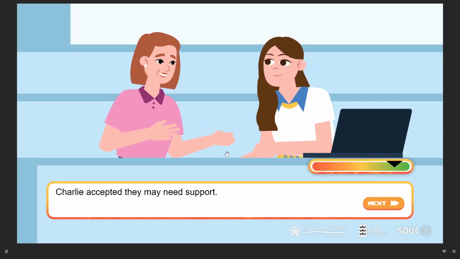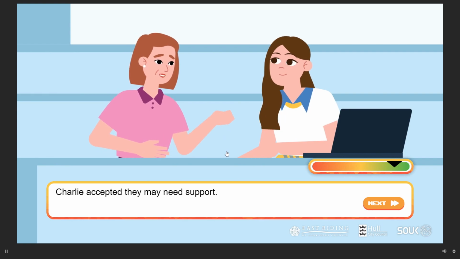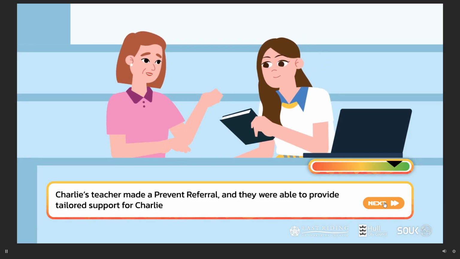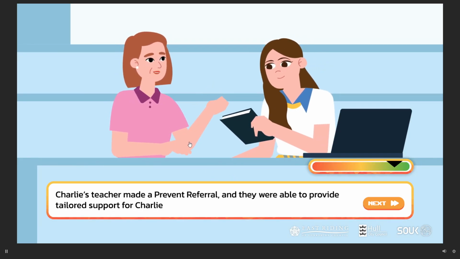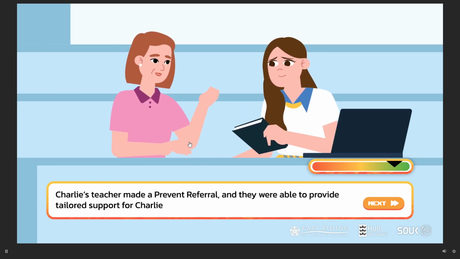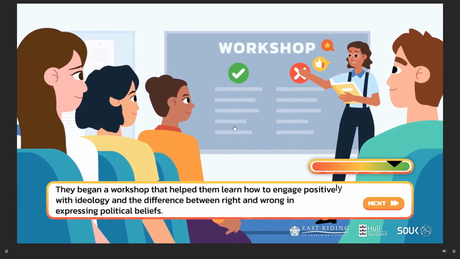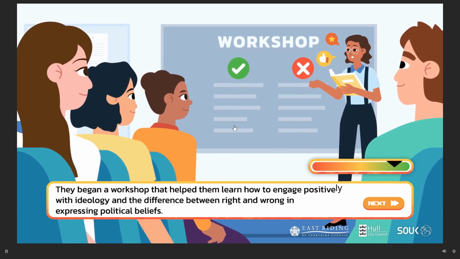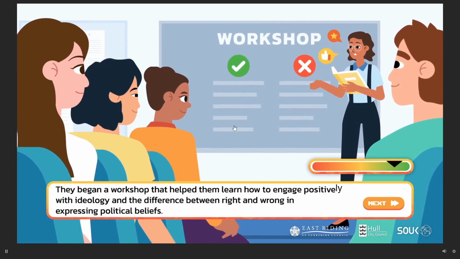That's an argument in favor of engaging in harmful ideologies. Charlie's teacher made a prevent referral, and they were able to provide tailored support. What the hell is a prevent referral? Also, they changed the font randomly. They began a workshop that helped them learn how to engage positively with ideology and the differences between right and wrong in expressing political beliefs.